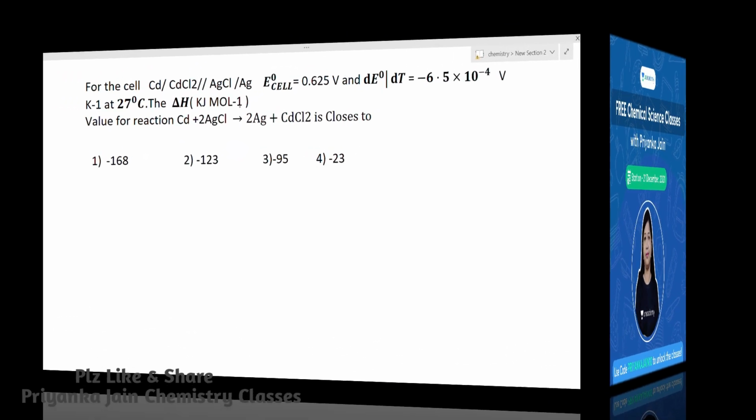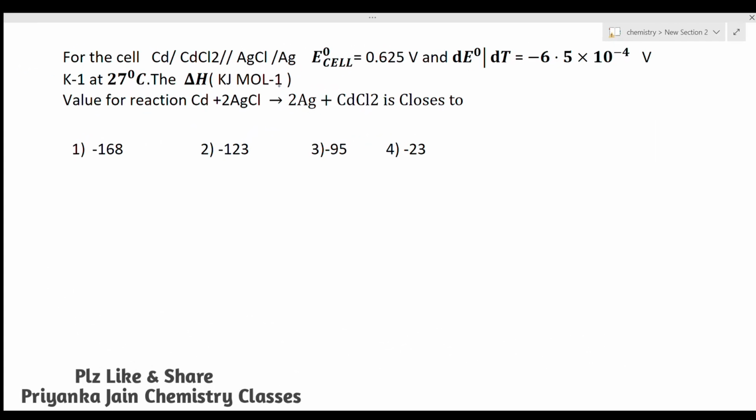Hi students, welcome to chemistry classes. I am Priyanka Jain and you are watching questions from the CSIR NET exam. Here I have taken the questions from the CSIR NET February 2022 question paper. You can see here what the question is. The question is basically from electrochemistry.